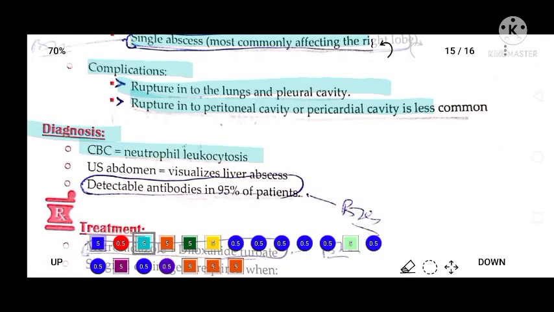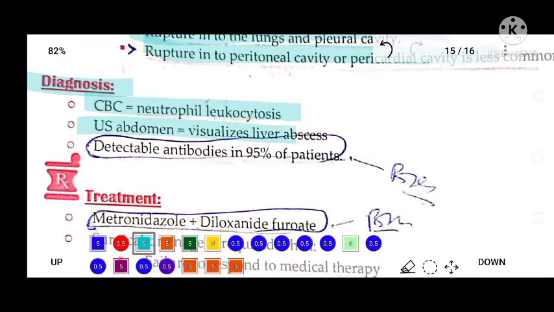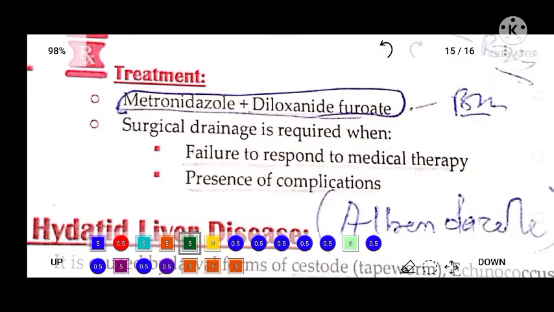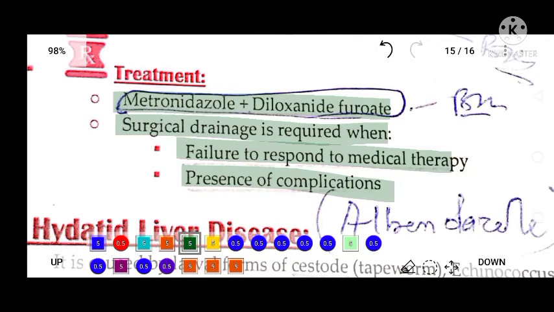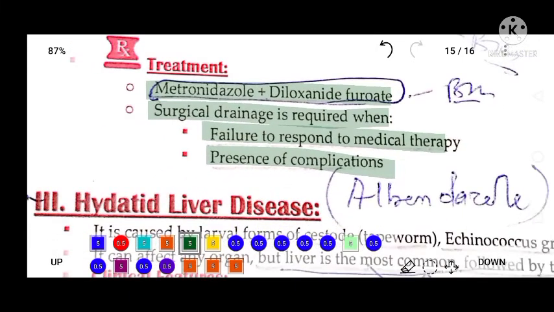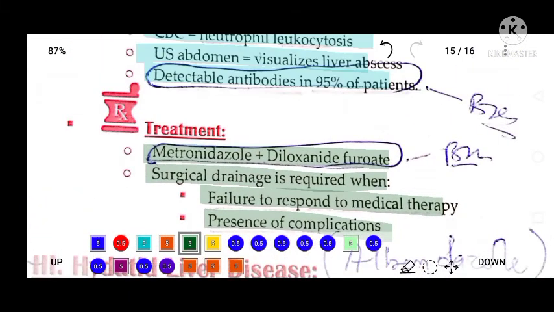Diagnosis is by CBC, which shows neutrophil leukocytosis. Ultrasound abdomen visualizes the liver abscess. Detectable antibody in 95% of patients is also there. So the treatment will be metronidazole and diloxanide furoate, and surgical drainage is necessary if failure occurs or if there is a presence of complication. So in this way, liver abscess can be treated.